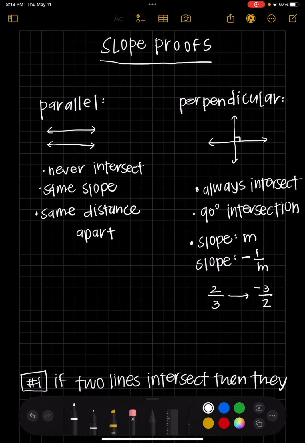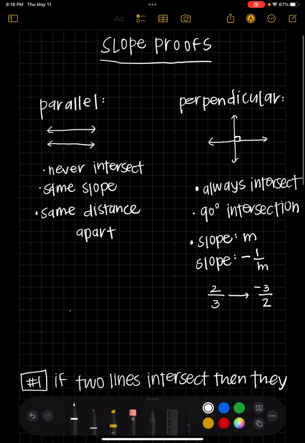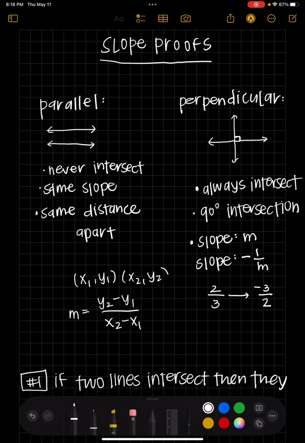The other thing that we want to know for this is the slope formula, which we've already gone over, but I'm just going to write it down again. The slope formula is m is equal to y2 minus y1 over x2 minus x1. And this is if I have 2 points where it's like x1 comma y1 and x2 comma y2. And these will be helpful on examples 3 and 4.